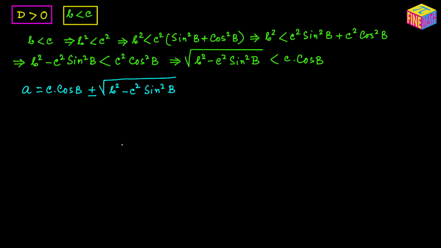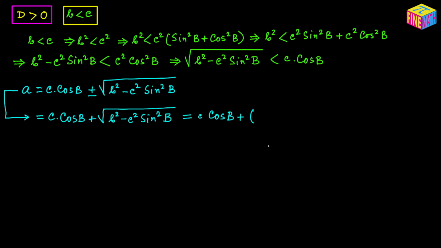So the two possible values of a can be written like this. One value can be written with the plus sign, and this value can also be written as c times cosine of b plus a quantity which is actually less than c times cosine of b. I have underlined the point up there, as you can see, we have already determined that the square root quantity is actually less than c times cosine of b for this particular situation.